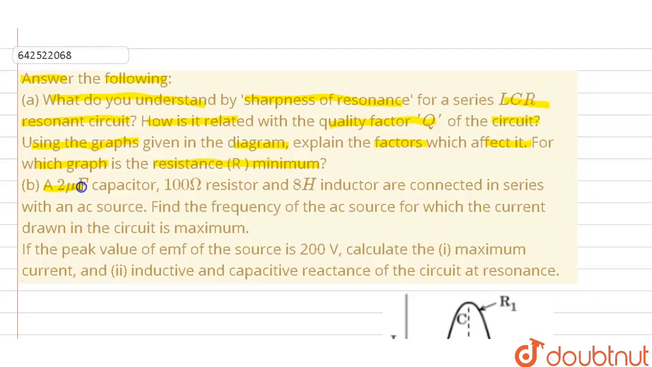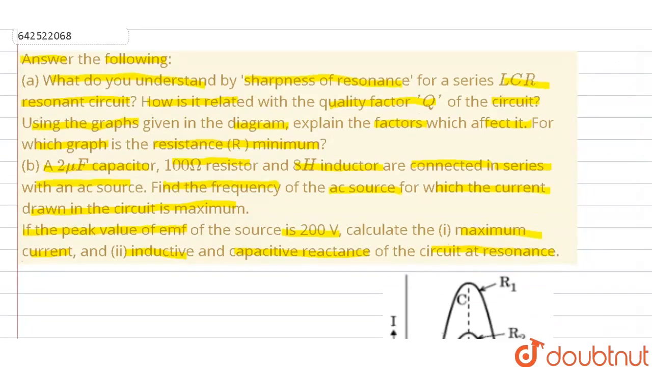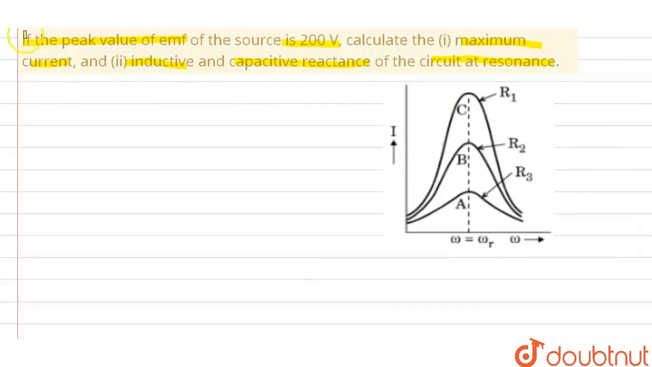B. A 2 microfarad capacitor, 100 ohm resistor and 8 Henry inductor are connected in series with an AC source. Find the frequency of the AC source for which the current drawn in the circuit is maximum. If the peak value of EMF of the source is 200 volts, calculate 1. Maximum current and 2. Inductive and capacitive reactance of the circuit at resonance. Let's solve the question. A.